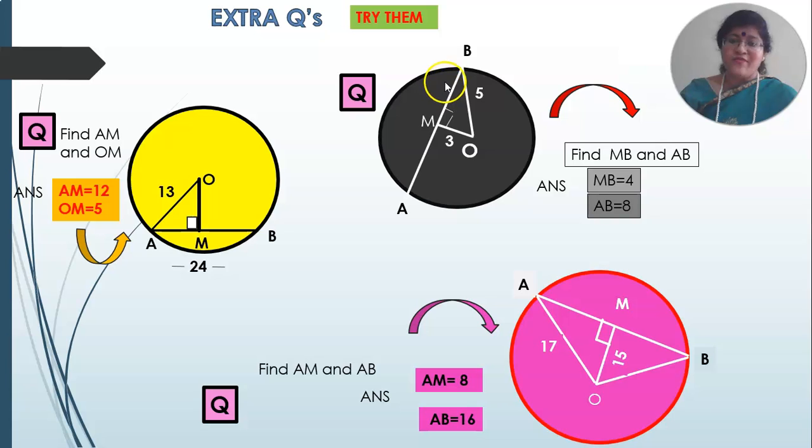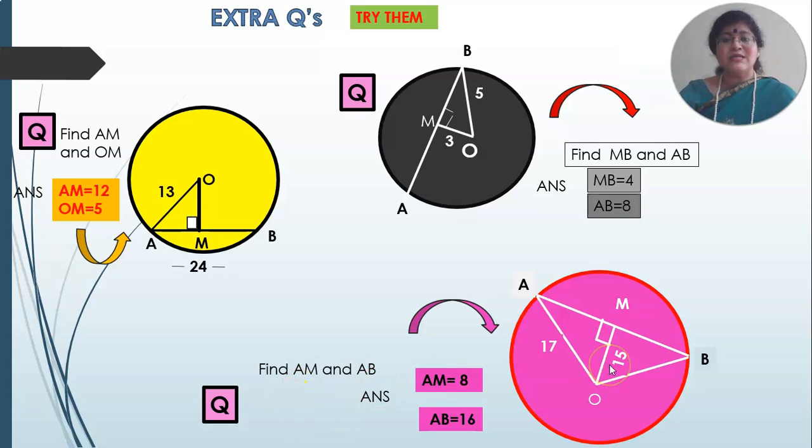And if you know the value of MB, you can find out the value of MA. MA will also be 4. And AB will be double of MB. So AB will be equal to 8, because the perpendicular from the center of the circle to the chord bisects the chord.